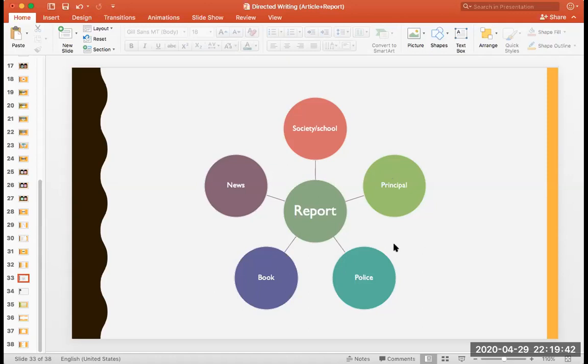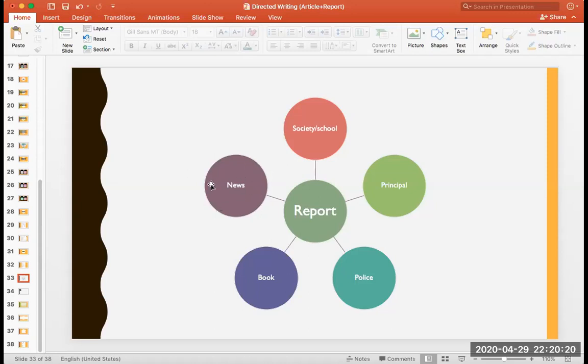Then we also have a police report, where you report something and they take your statement. After that we have a book report. This is a review where you talk about a book. What is the story of the book? What is the synopsis? Who is the author? You finish reading a book and then you want to report it to someone else so that they know about the book.